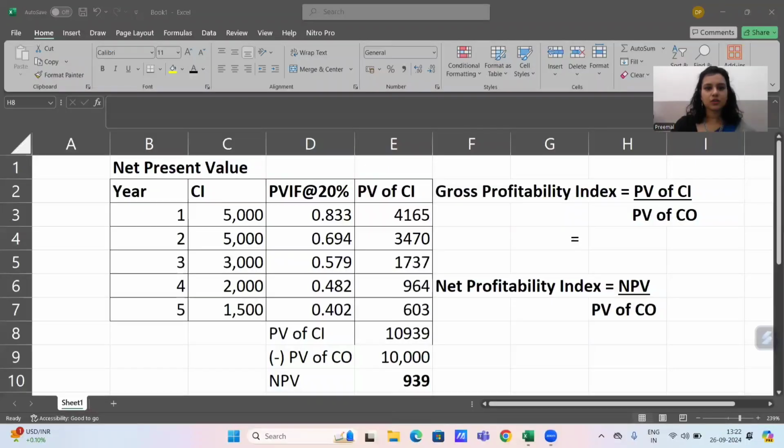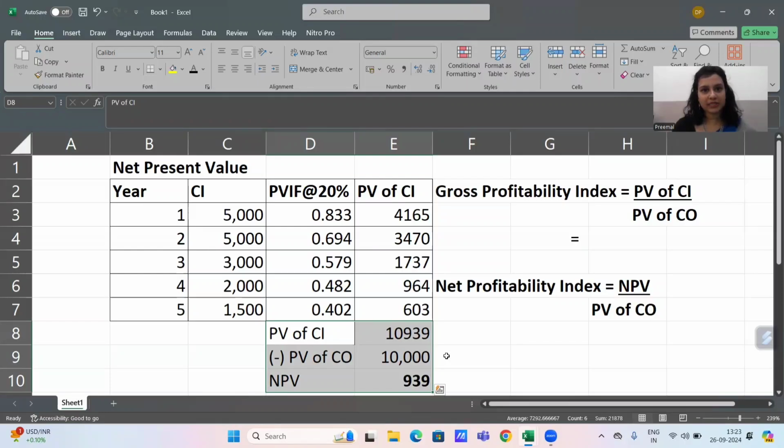So I'm showing you an Excel sheet where I've already worked out a problem using the net present value method. Now here I've discounted the cash flows at the rate of 20%. Once I have discounted the cash flows at the rate of 20%, I found out my present value of cash inflow. The net present value formula is present value of cash inflow minus present value of cash outflow. So that calculation has been done over here. With that, we were able to calculate the net present value.